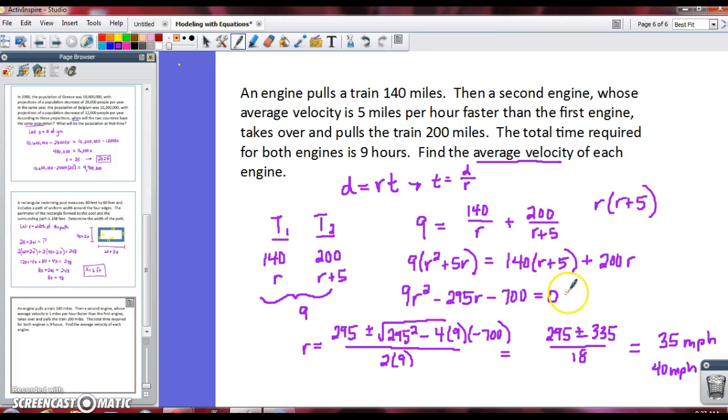Okay, so that's just an example of how to do some different types of word problems. So make sure you review those before you go ahead and do today's assignment.